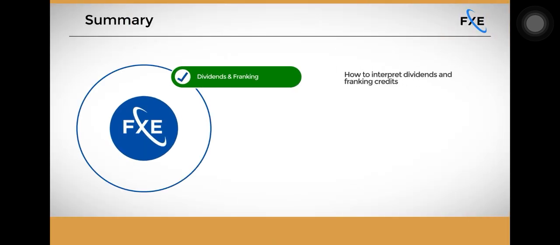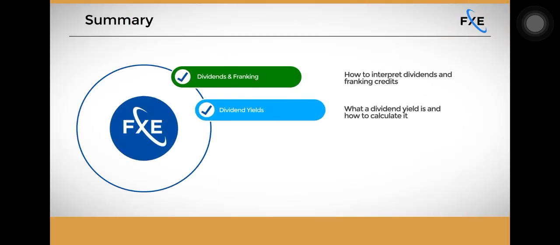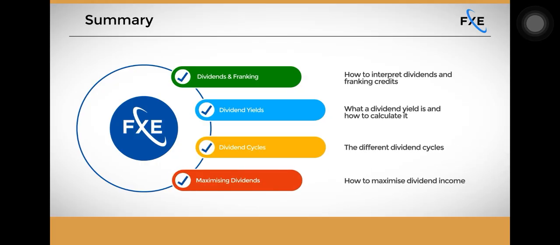In this lesson, we have learned how to interpret dividends and franking credits. We learned what a dividend yield is and how to calculate it. We learned about the different dividend cycles. And finally, we learned how to maximize dividend income. This concludes section 1 of the Stock Market Masterclass, Income Generation Strategies.